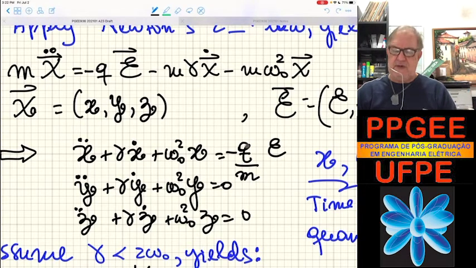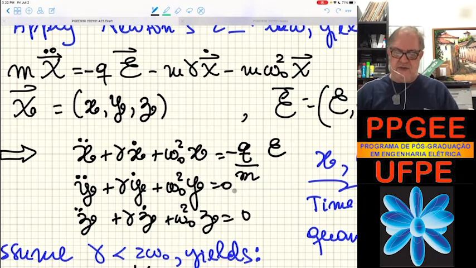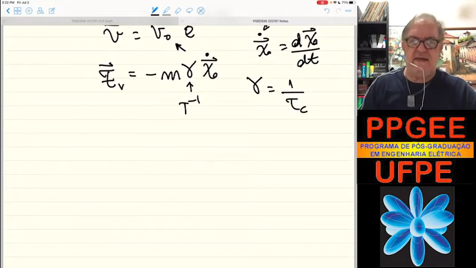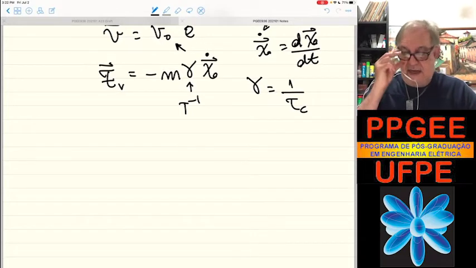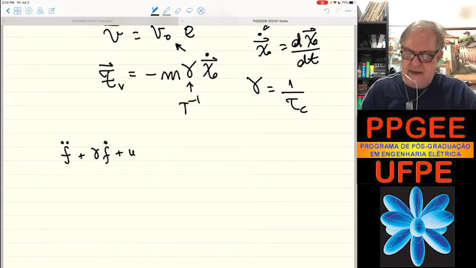We have a non-homogeneous differential equation. And for the other directions, the only difference is that we don't have any applied field either in the y or in the z direction. Okay? Let's look into those homogeneous equations quickly here. So we have something like this, right? Let's call it f. The equation is a second derivative of a function, plus gamma times f dot, plus omega 0 squared times f, equals 0.